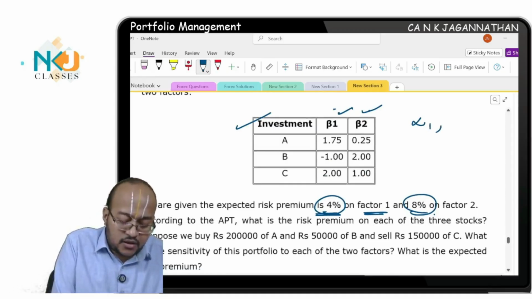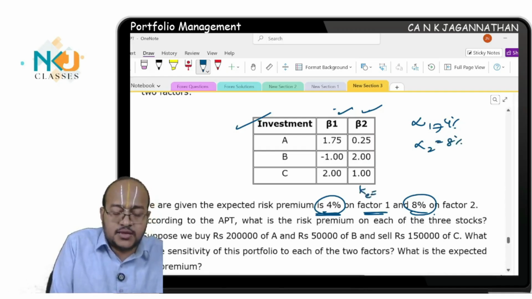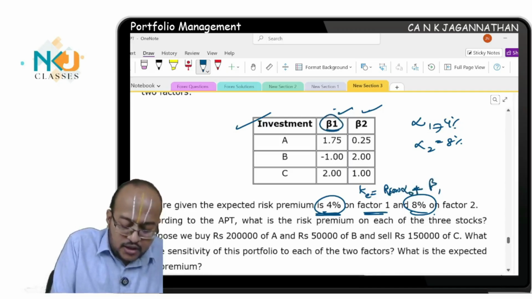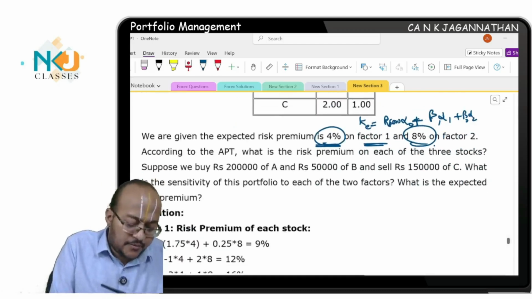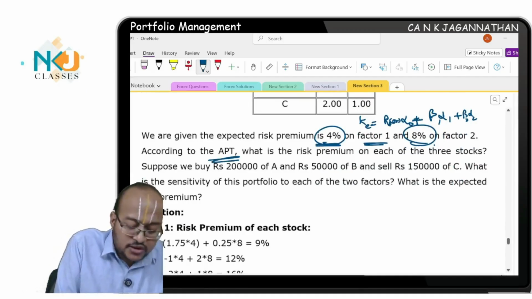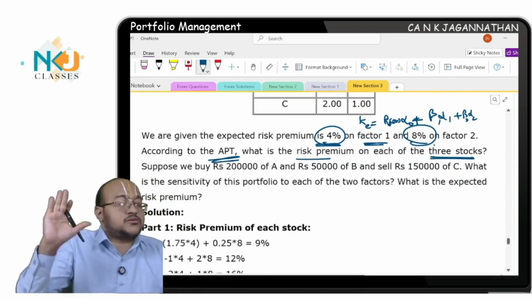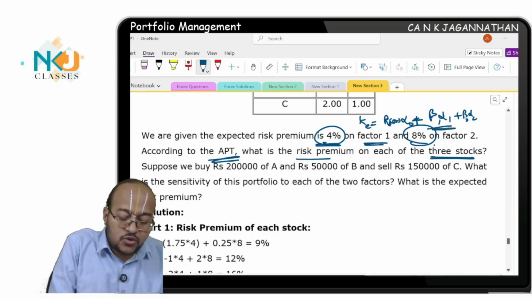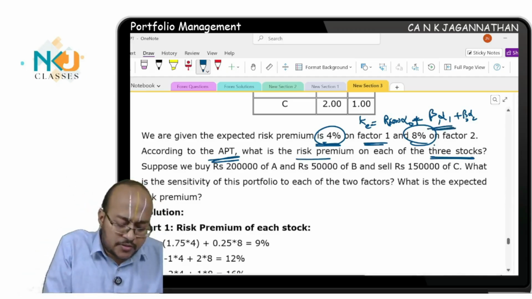Correct? We have lambda 1 equal to 4%, lambda 2 as 8%, and the formula for Ke as per this arbitrage pricing theory is nothing but Rf or lambda 0 plus beta 1 into lambda 1 plus beta 2 into lambda 2, because only two factors. Anyway, now what we have been asked, we will see, then we will proceed. According to the APT, what is the risk premium on each of the three stocks? First point, what is the risk premium for the stock? Now, factor risk premium into respective beta will give you risk premium. Agreed?